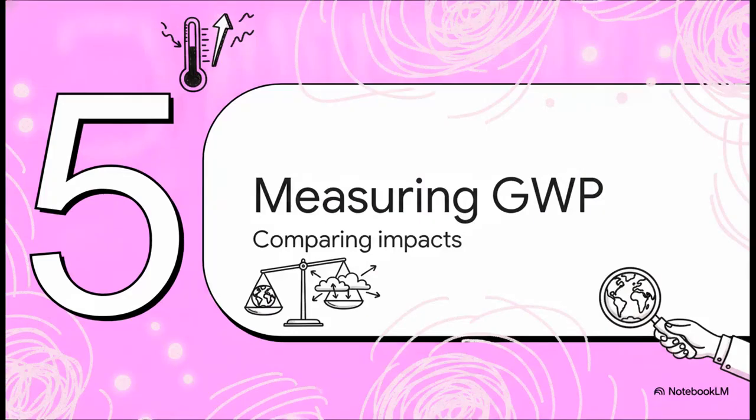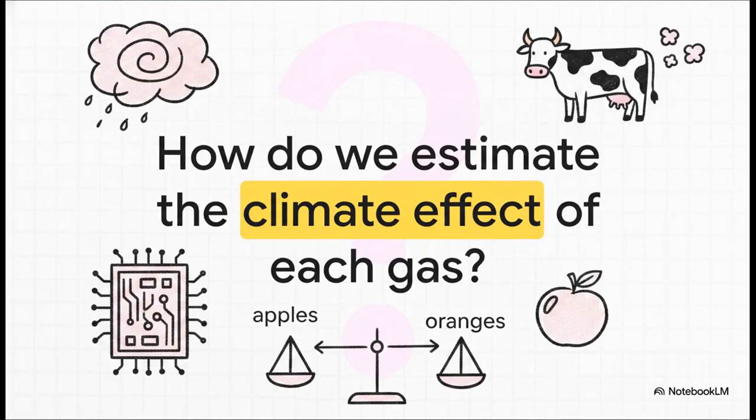Moving right along, Section 5, Measuring Global Warming Potential. We know what these elements are now, but how do scientists actually measure their varying threats? It's a great question. I mean, if water vapor cycles fast, methane comes from cows, and fluorinated gases come from making semiconductors, how on earth do we compare apples to oranges to figure out the real effect of each gas?